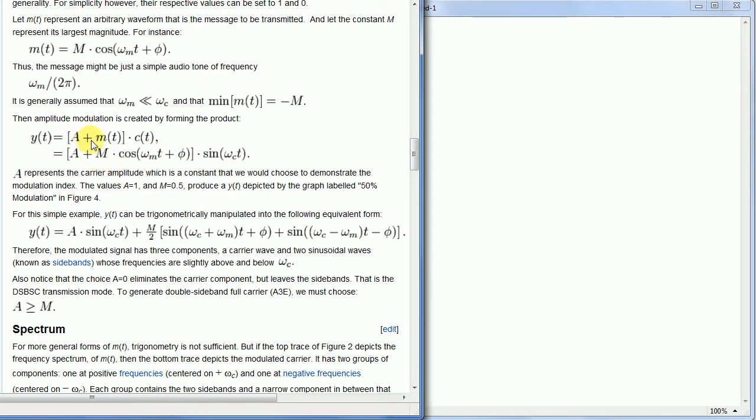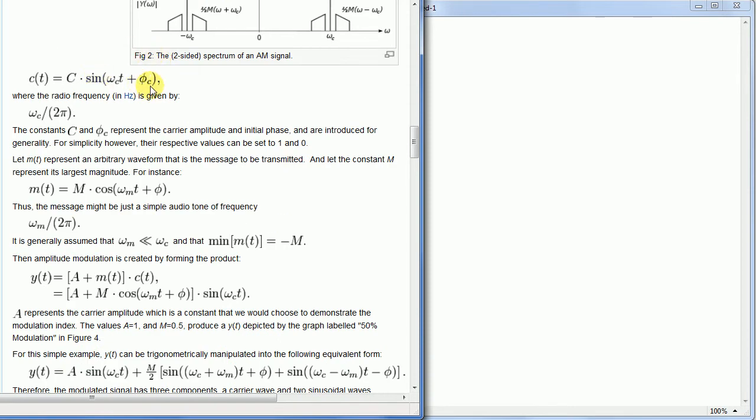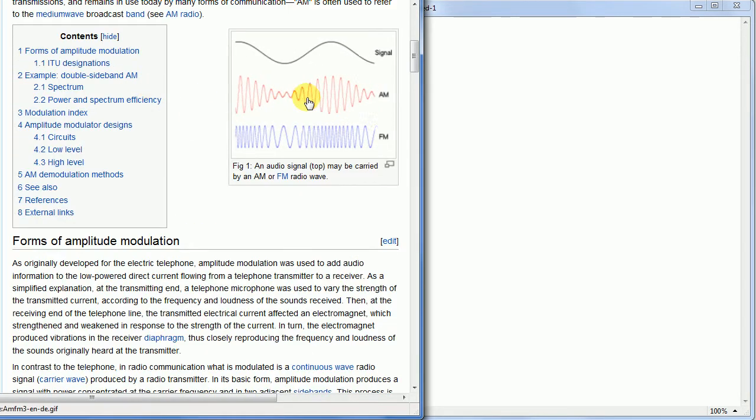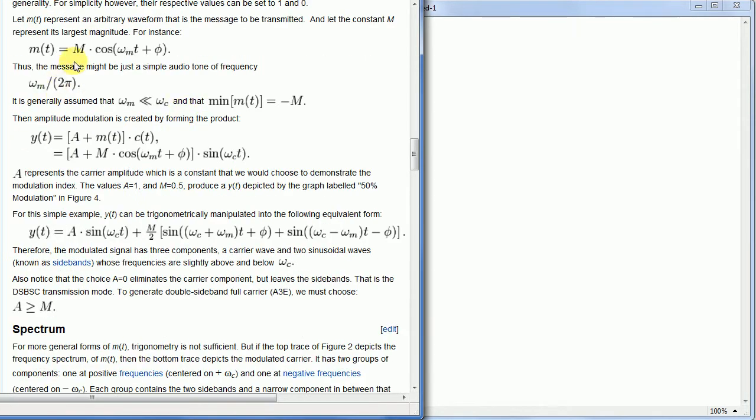So here's the catch here. You have this voice signal going here. Normally, you would just multiply the voice signal with the carrier signal and get the modulated wave, as you see here. But they could add that extra A. Here we go. This extra A, what do they call it? Well, they just called it A here. A represents the carrier amplitude, which is the convenient way we could choose to demonstrate the modulation index. Modulation index is coming up a little later.